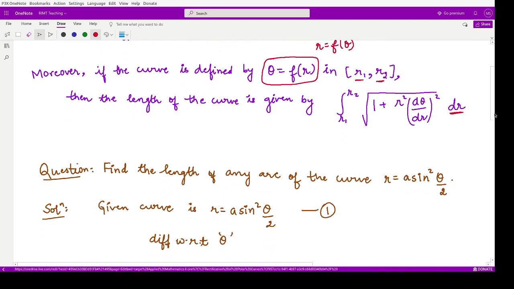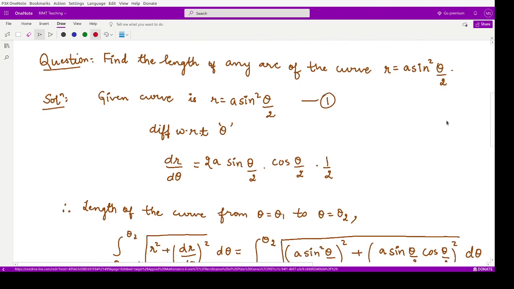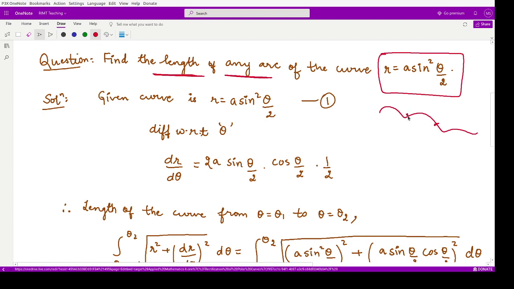So let us see one question related to this. We are given the curve r is equal to a sine square theta by 2. This is a polar curve and we are to find the length of an arc on this curve. Suppose this is the curve, and you are to find the length of one particular arc. At this point the value of theta is theta 1, and at this point the angle made by this arc with the initial line is theta 2. So we will calculate the length of this curve from theta 1 to theta 2.